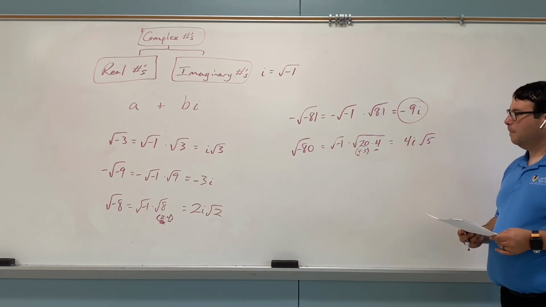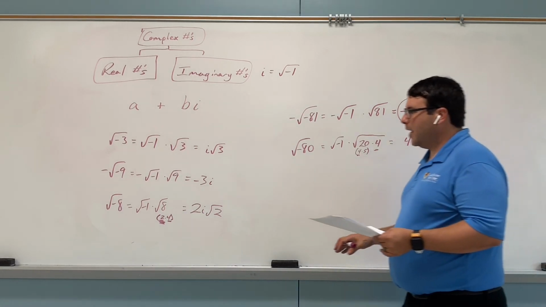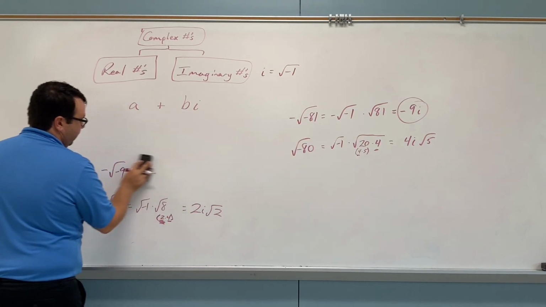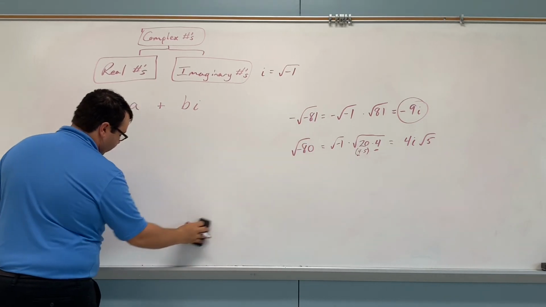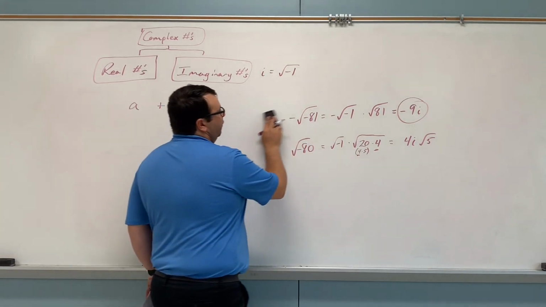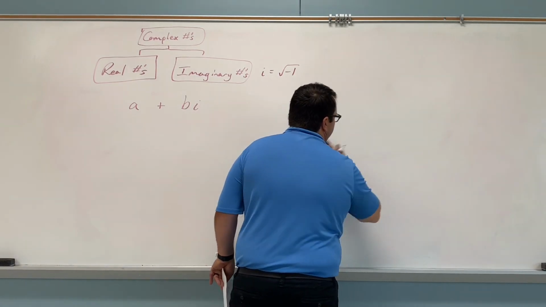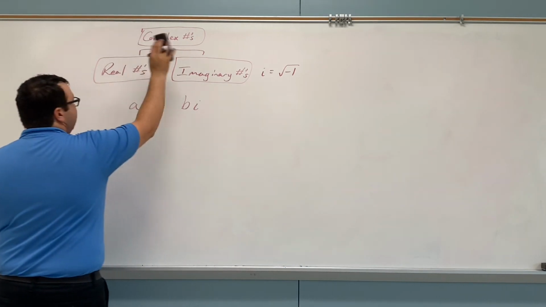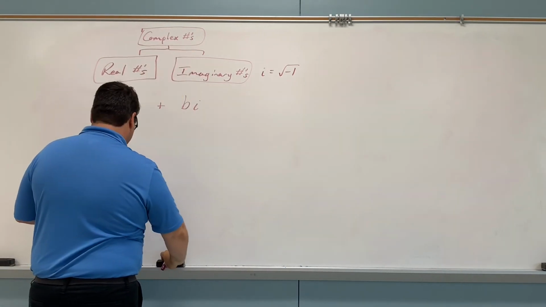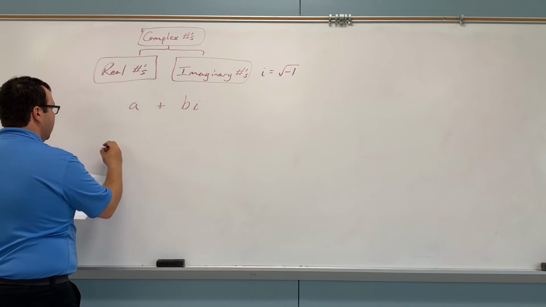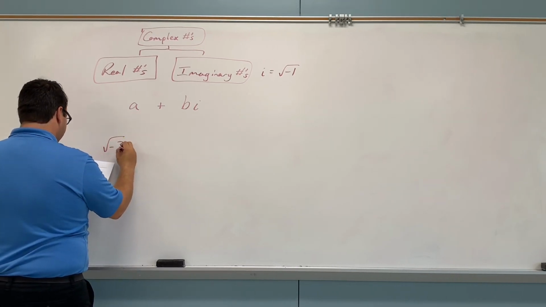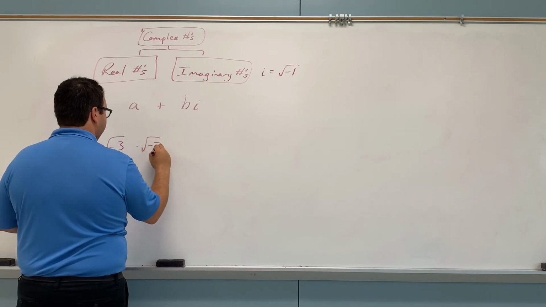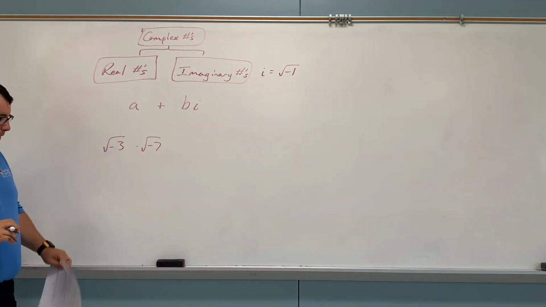Okay. Now, imaginary numbers are very easy to work with, but they can get very confusing rather quickly if you're not careful. So I'm going to erase all of this so far. I'm going to leave my complex numbers note up there because we will come back to it. But let's say I'm dealing with the square root of negative 3 times the square root of negative 7.